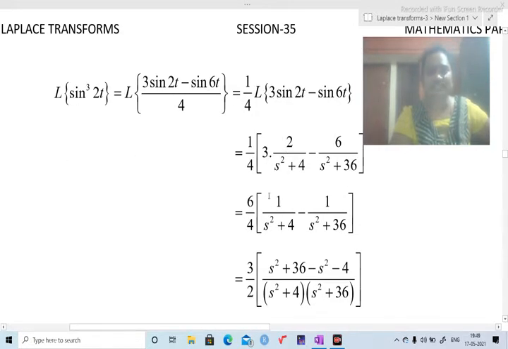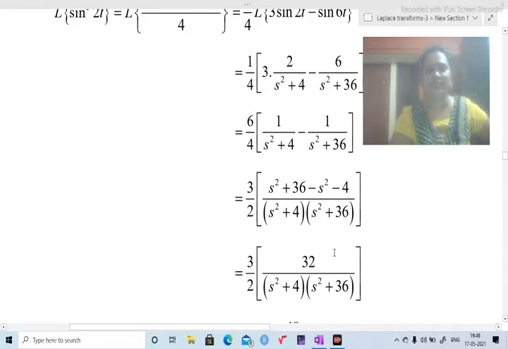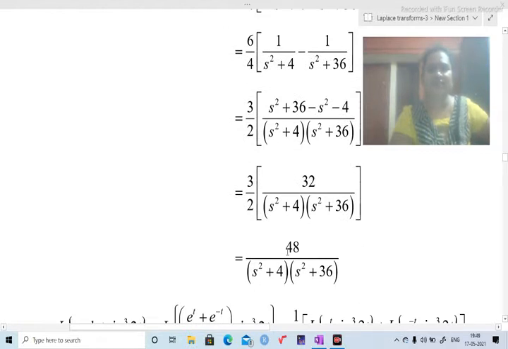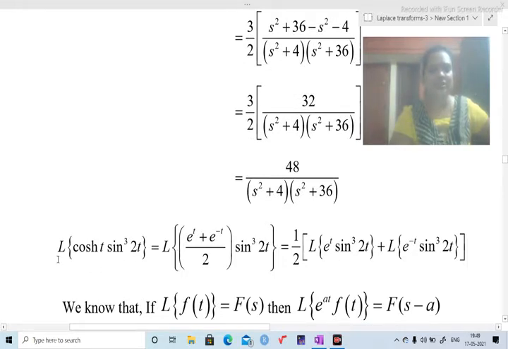3 2s are 6, so here the numerator has 6, and here also 6 is there. So take 6 outside and write down the remaining function. 2 2s are 4, 2 3s are 6. That's why we are going to get 3 by 2 into, take LCM and simplify. Then we are going to get numerator as 32. Again simplify, then we are going to get 48. How we get 48: 2 1s are 2, 16 3s are 48.